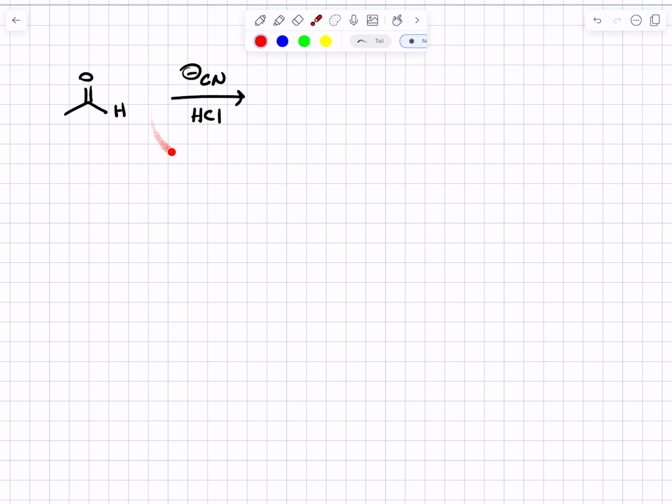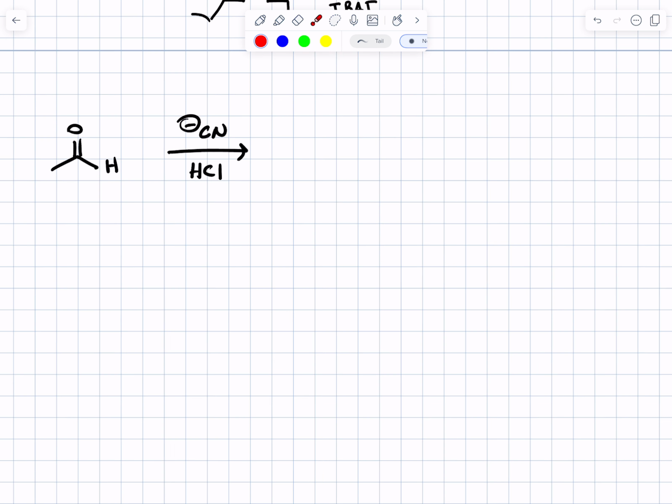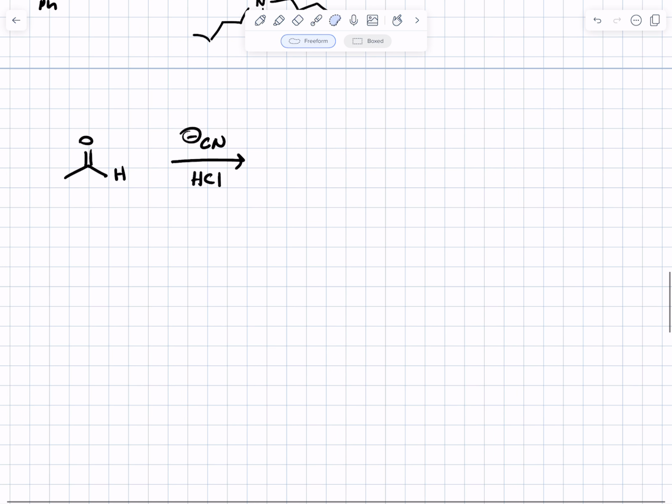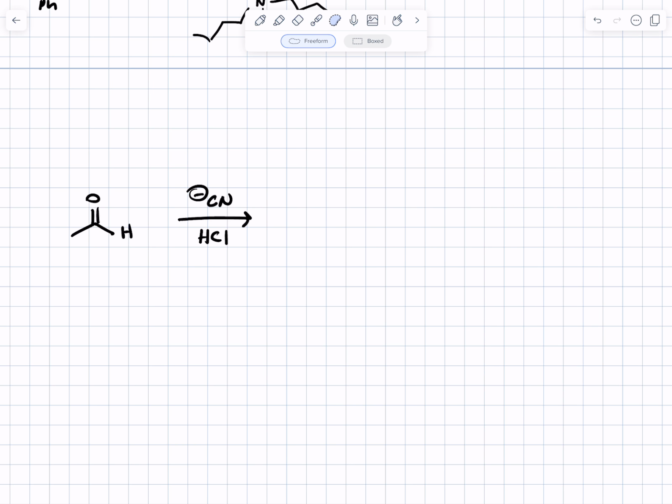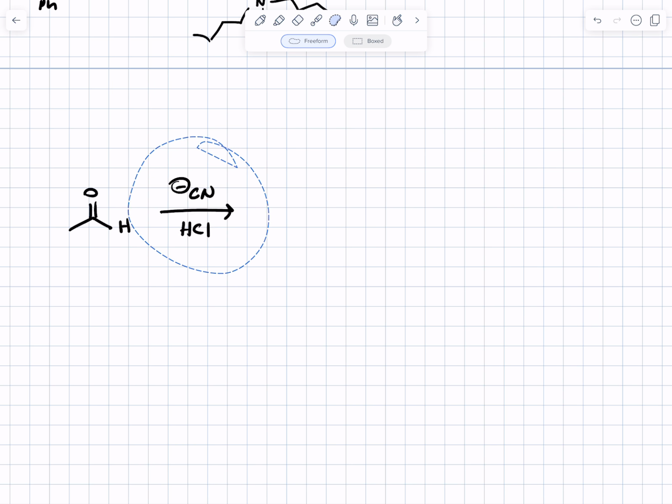Note that you should not run into the lab and try this. CN- and HCl make HCN, and HCN smells like almonds, and if you can smell them, you're probably already dead. So actually, when people do this in the lab, they don't use HCl, but I'm sticking with the conditions that your text uses. No, your text is not actually trying to kill you. And yes, before you go in the lab and try a reaction, do some research and figure out how people actually do the reaction.